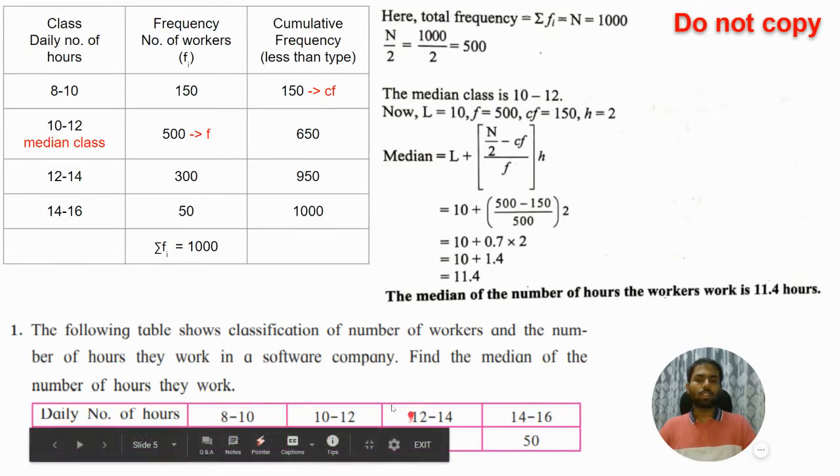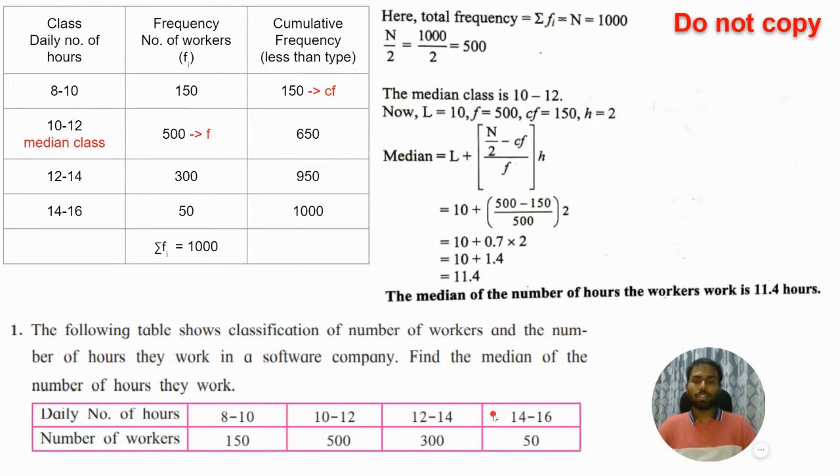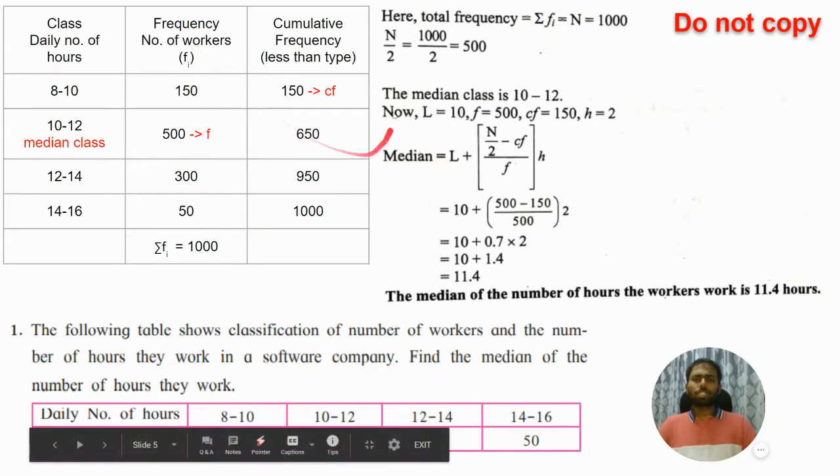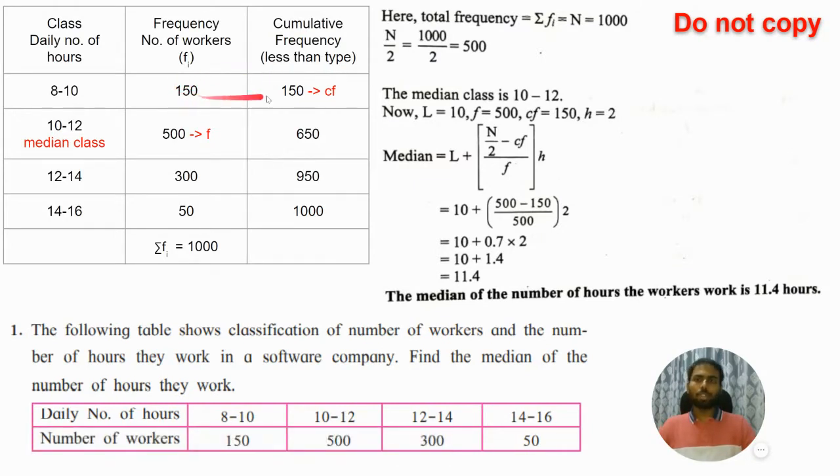The data is the same. And we had seen how to solve a question based on median. If data is given like this, how do you find median of such data when it is given in the form of a frequency table? You first find cumulative frequency. How do you find cumulative frequency? Write the first number as it is, then add the first number to the second number. So 150 plus 500 is 650, 650 plus 300 is 950, 950 plus 50 is 1000.